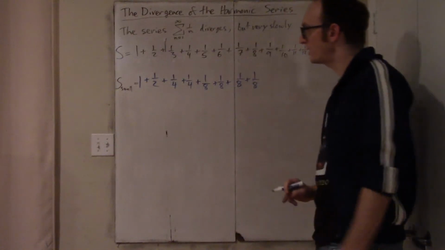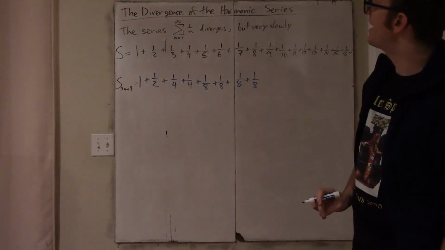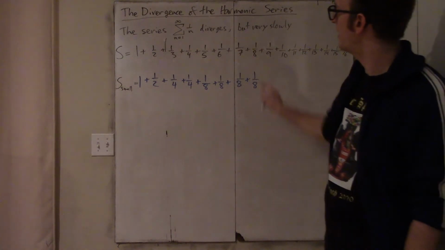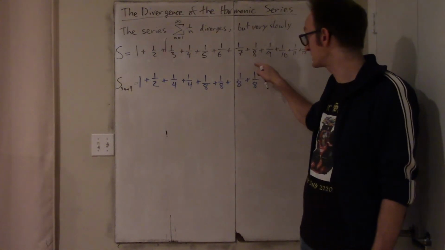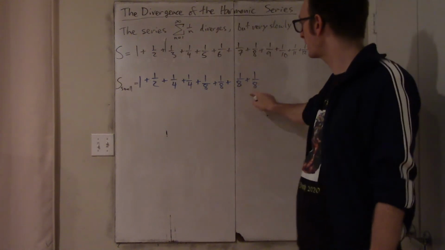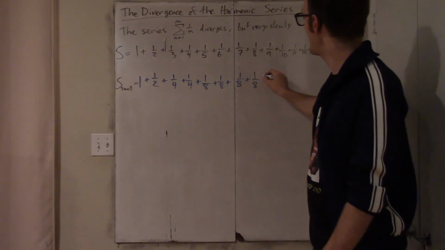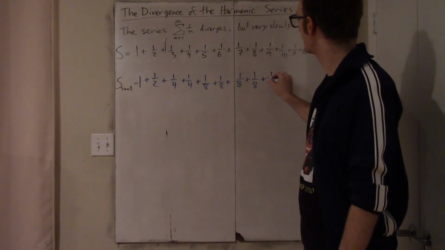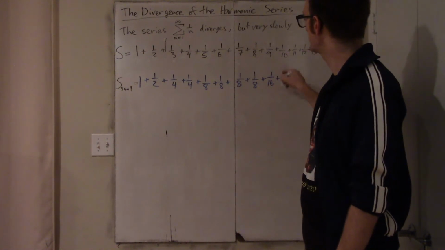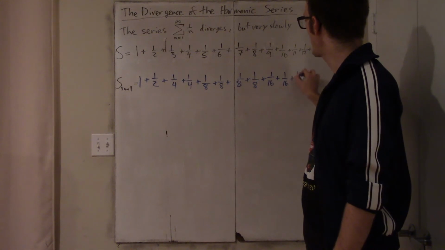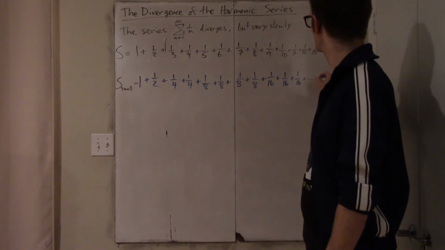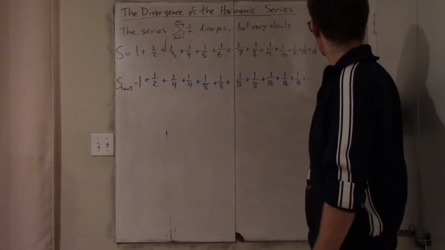So notice what I am doing here. I am taking every single number from the original series, and I'm either leaving it the same or making it smaller. And what about 1/9? I'm going to write it as 1/16. 1/10 I'm going to write as 1/16. And all of these are going to be 1/16, all the way up to 1/16.